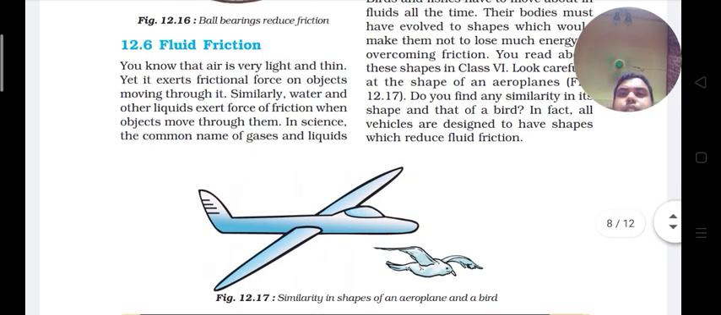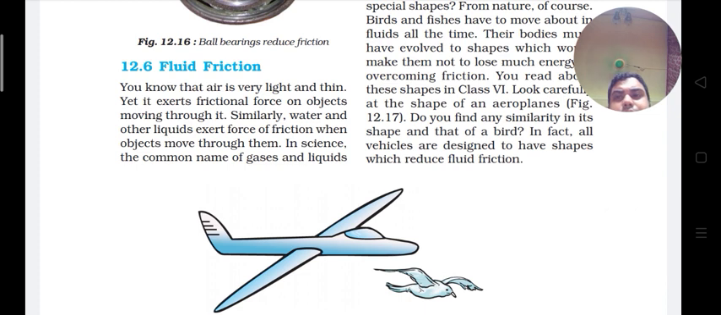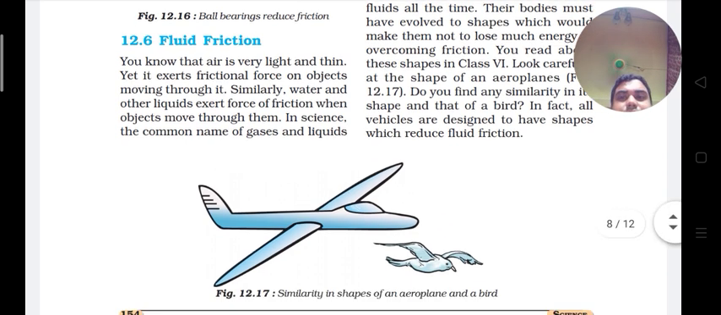Now, our next topic is fluid friction. What is fluid? I explain again. Already I discussed in lower classes what a fluid is. Those substances which are able to flow easily are called fluids. Water and air are the most common fluids. There is friction whenever an object moves through a fluid. It is called fluid friction.